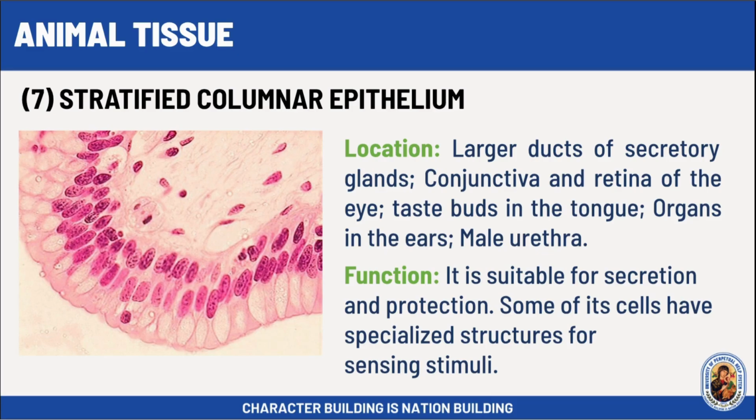So stratified columnar epithelium can have specialized structures to sense stimuli, which helps with where it's located. For example, in the taste buds of the tongue, it could help in tasting whatever we're eating and the like.